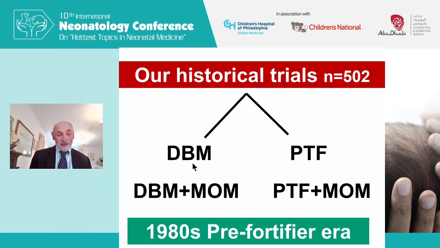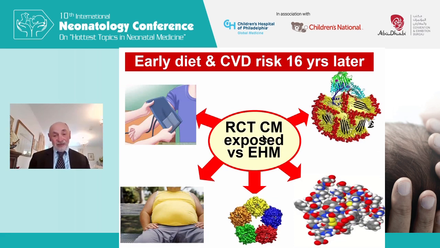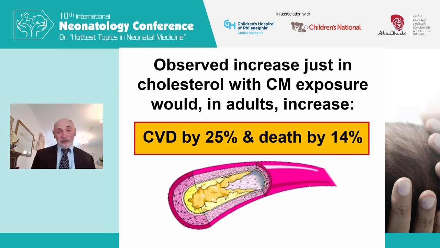If we look again at our historic trials comparing an exclusive human milk diet with exposure to cow's milk, you can see that those who are randomly assigned to cow's milk in the newborn period ended up 16 years later with five key risk factors for adult cardiovascular disease: raised blood pressure, LDL cholesterol, insulin resistance, tendency to fatness, and an inflammatory marker. And these effects were not minor. The observed increase just in adult cholesterol level with early cow's milk exposure would in adults be expected to increase cardiovascular disease by 25% and death by 14%.